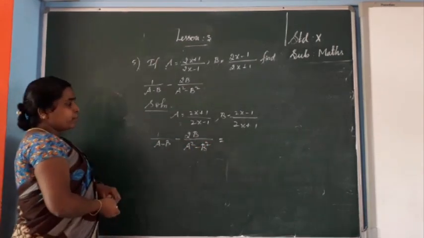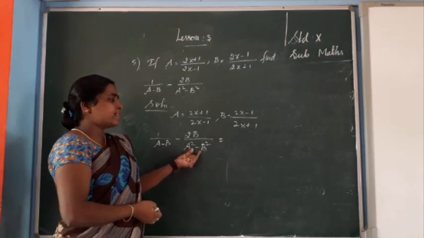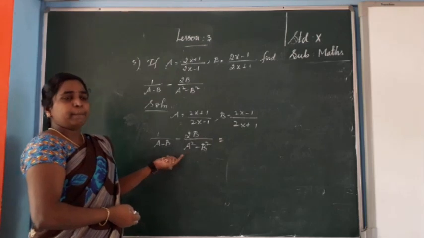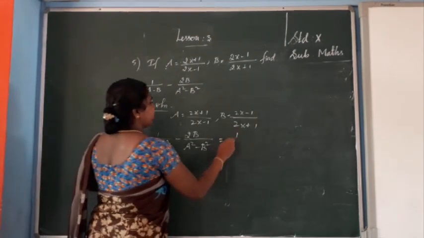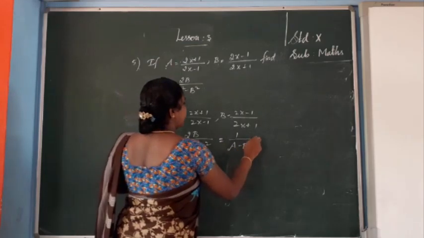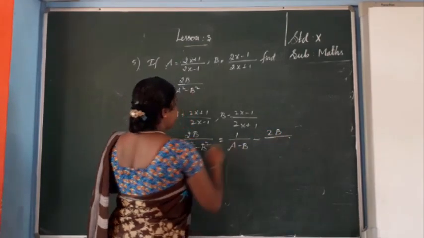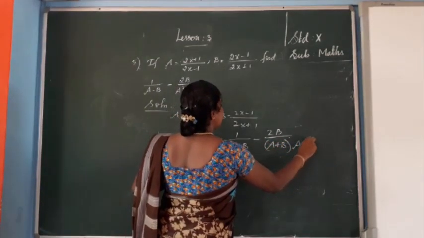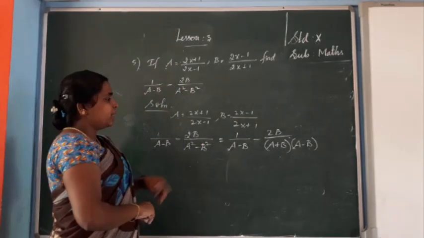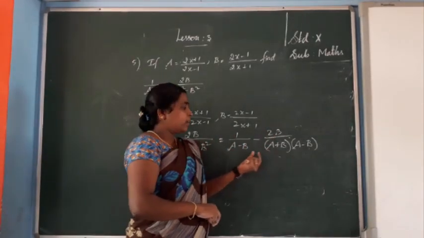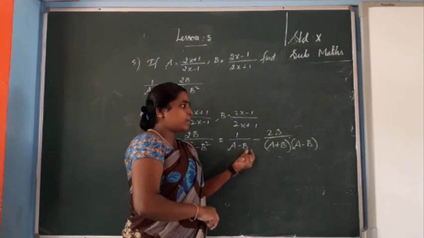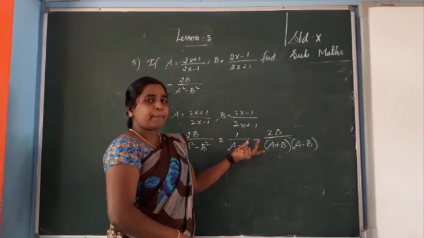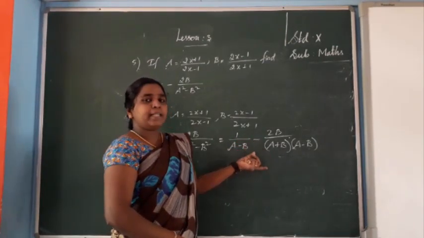Equal to. So first step, I am going to expand a square minus b square. You know the formula. A square minus b square formula is a plus b into a minus b. Okay. 1 by a minus b minus 2b by a plus b into a minus b. Okay, next you see, this is first part, this is second term. So the first part denominator is a minus b. Second part denominator is a plus b into a minus b. So if you want to subtract means you need the denominator same, isn't it?